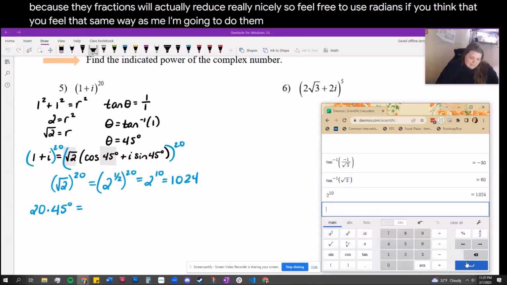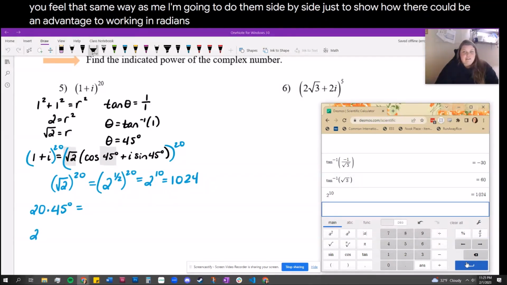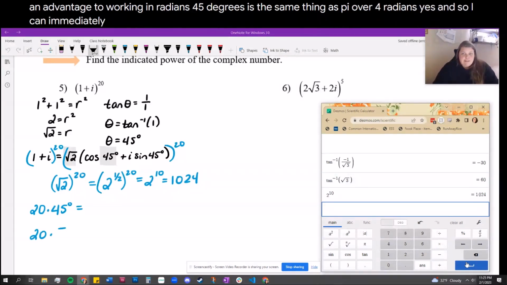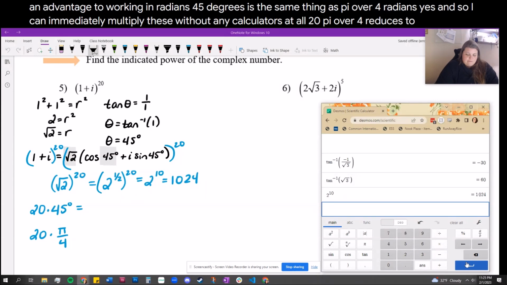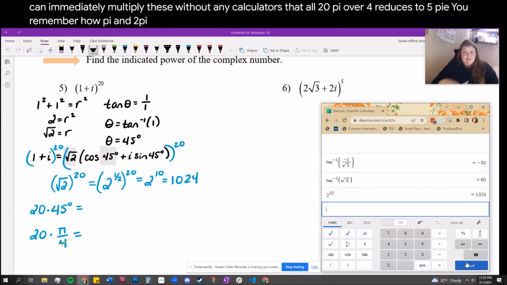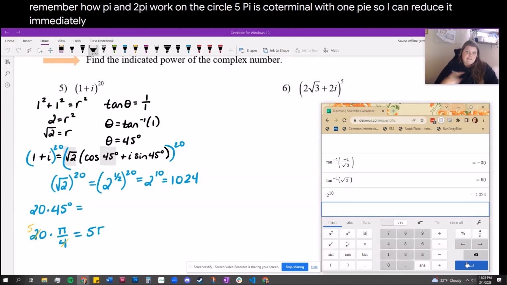I'm going to do them side by side just to show how there could be an advantage to working in radians. 45 degrees is the same thing as pi over 4 radians. And so I can immediately multiply these without any calculators at all. 20 pi over 4 reduces to 5 pi. And if you remember how pi and 2 pi work on the circle, 5 pi is coterminal with 1 pi. So I can reduce it immediately to just pi before I finish my answer.